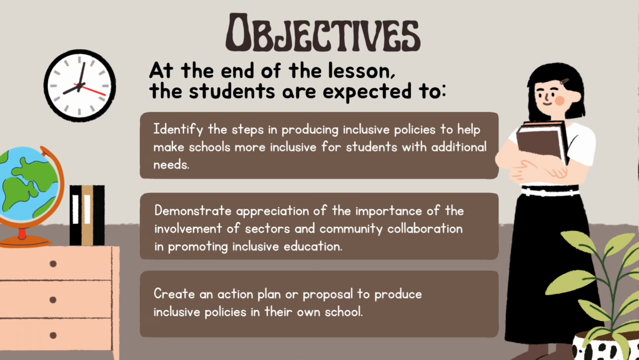First, identify the steps in producing inclusive policies to help make schools more inclusive for students with additional needs. Next, demonstrate appreciation of the importance of the involvement of sectors and community collaboration in promoting inclusive education. And lastly, create an action plan or proposal to produce inclusive policies in their own school. We will be guided by these objectives until the end of our lesson.